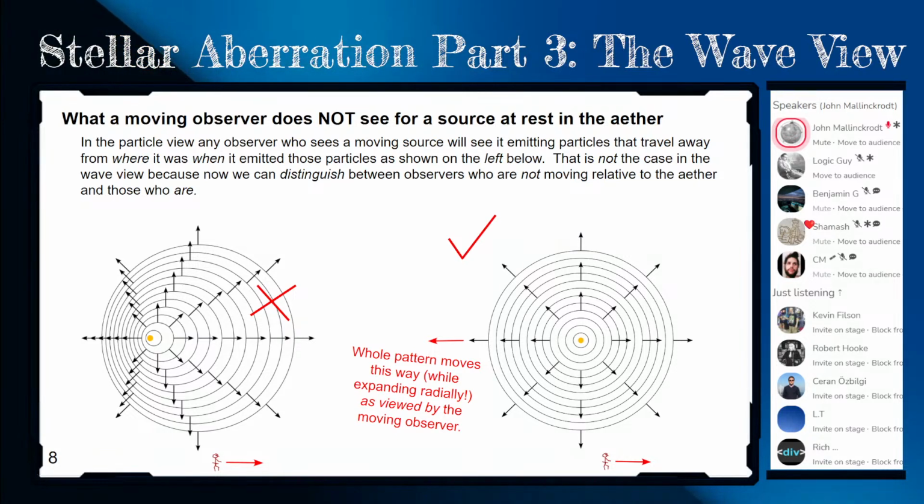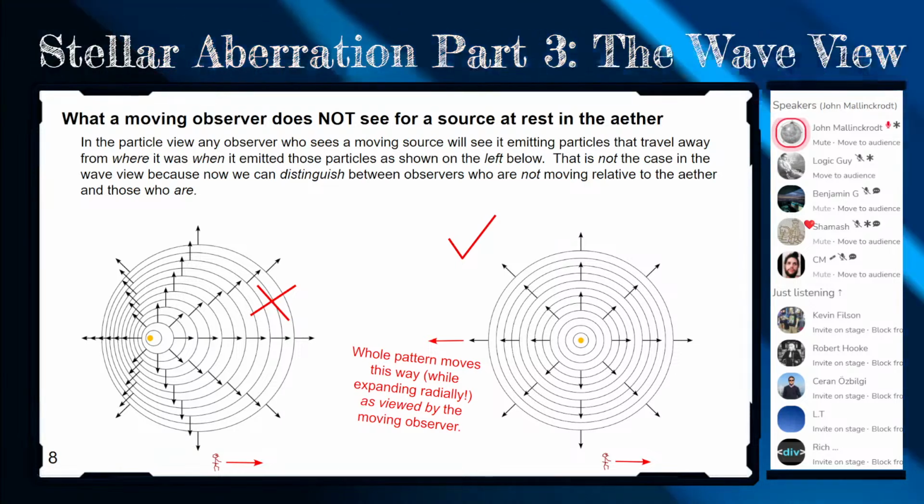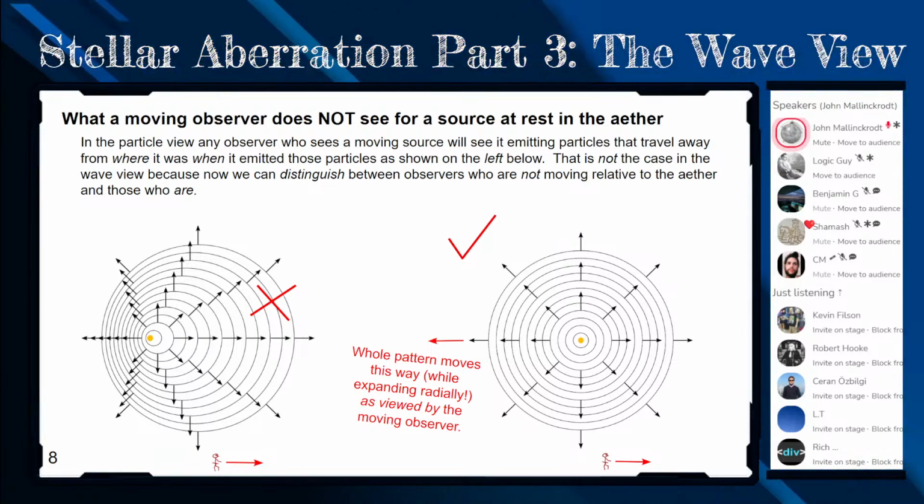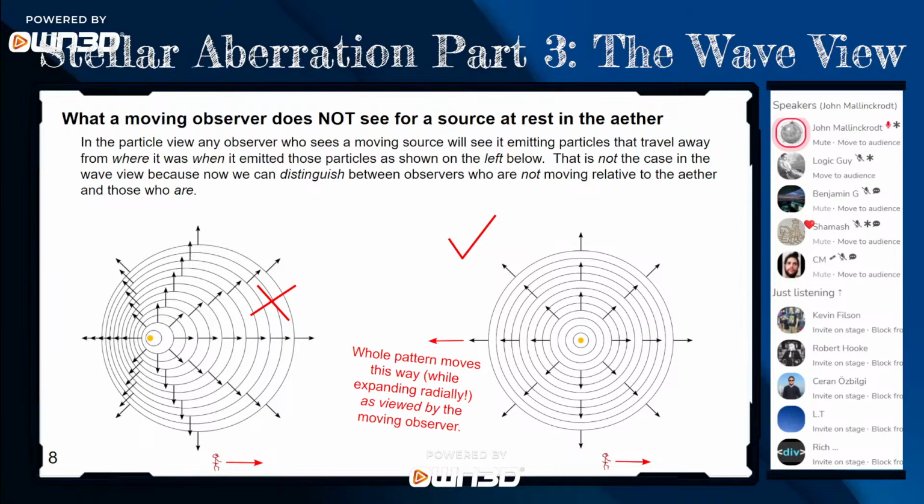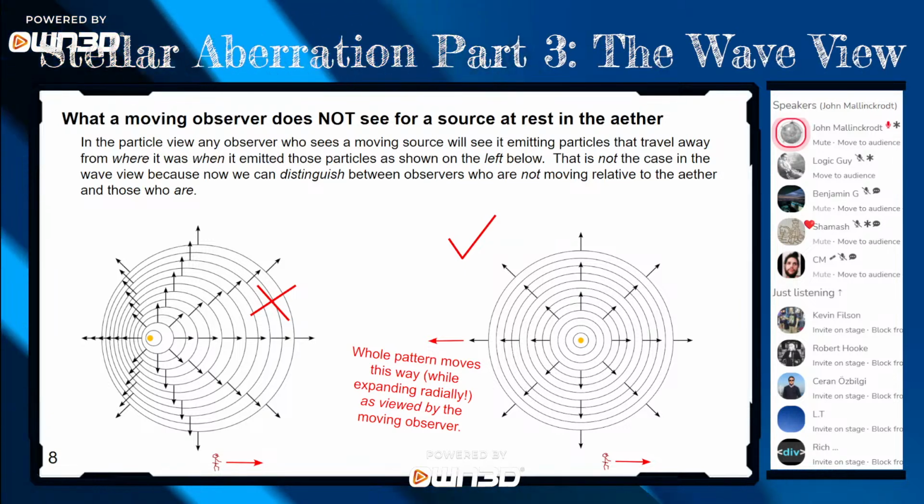But I probably shouldn't have done that. I want to be clear that this is what that observer sees in his rest frame. In his rest frame, there's an ether wind that carries the whole thing to the left.